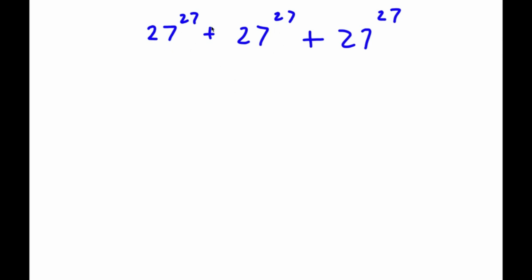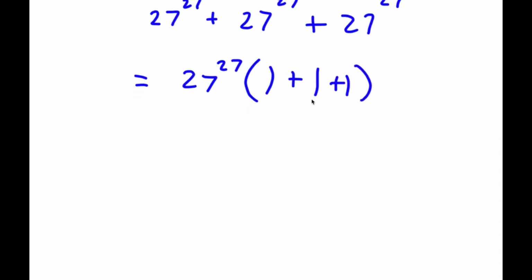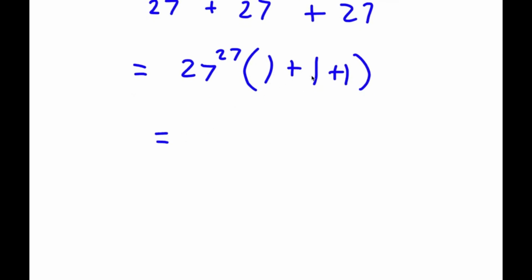Alright, so I have 27 to the power of 27 plus 27 to the power of 27 plus 27 to the power of 27. Now, the first thing I'm going to do is factor out 27 to the power of 27. So now I have 27 to the power of 27 times 27 to the power of 27 divided by 27 to the power of 27 is 1, because anything divided by itself is 1. So I have 1 plus 1 plus 1. Now 1 plus 1 plus 1 is 3. So I have 27 to the power of 27 times 3.